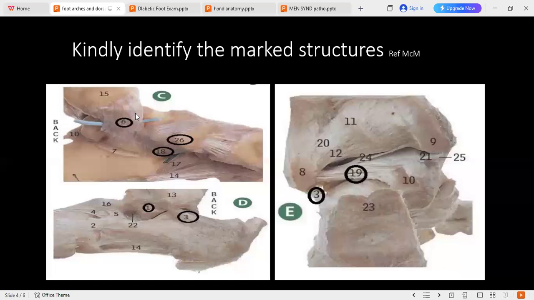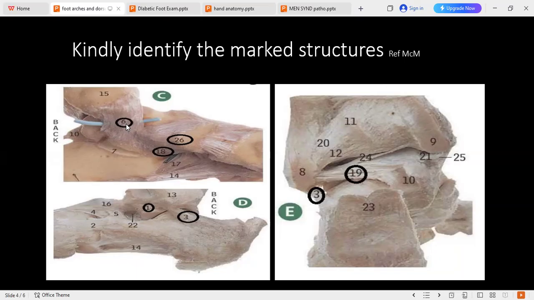Okay, please identify the structures in picture C and D and E. There are certain structures which are circled. Please identify them. Yes, this one is the deltoid. What are the components of the deltoid ligament? There are four ligaments: anterior tibiotalar, posterior tibiotalar, tibiocalcaneal, and tibionavicular. Very good. What's the purpose of the deltoid ligament? It gives stability to the medial aspect of the ankle joint.